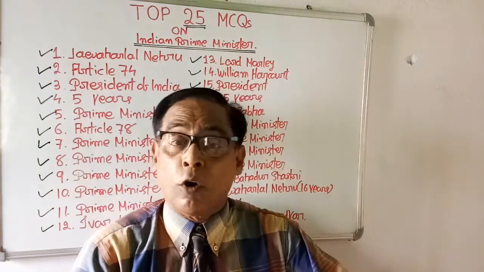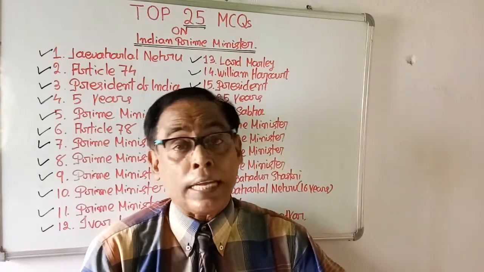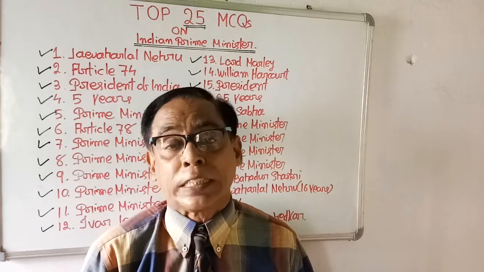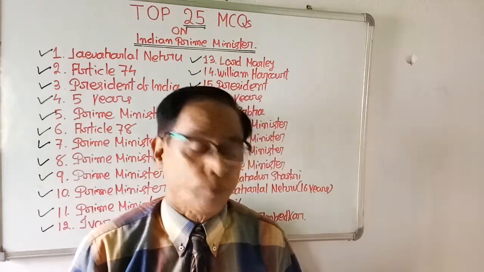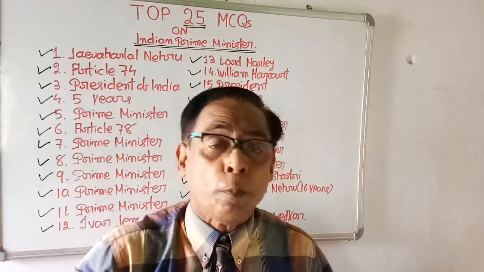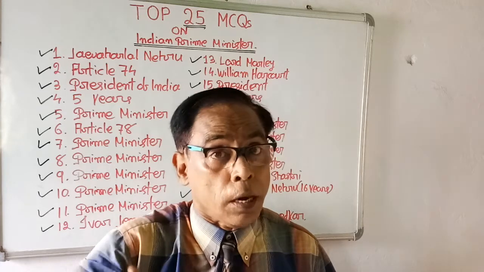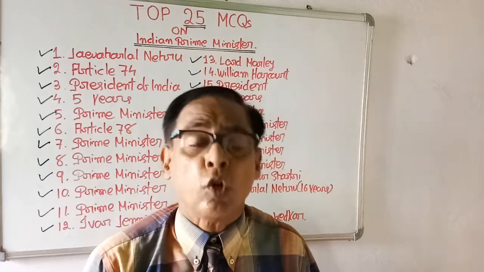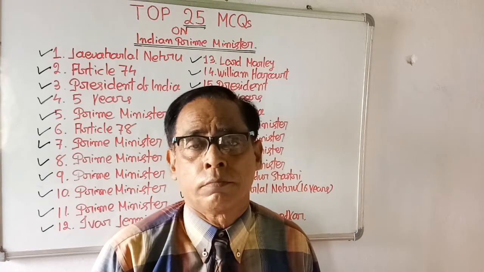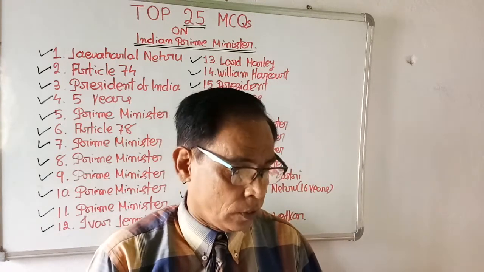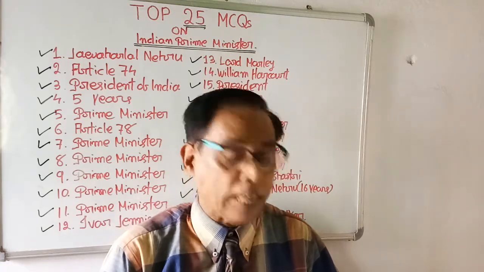Then we have already completed 15 questions out of 25. Still 10 important questions are left, my beloved viewers. The 16th one is, what should be the minimum age for the Prime Minister? What should be the minimum age for the office of Prime Minister? Choices are 4. 30 years, 35 years, 32 years and 25 years.